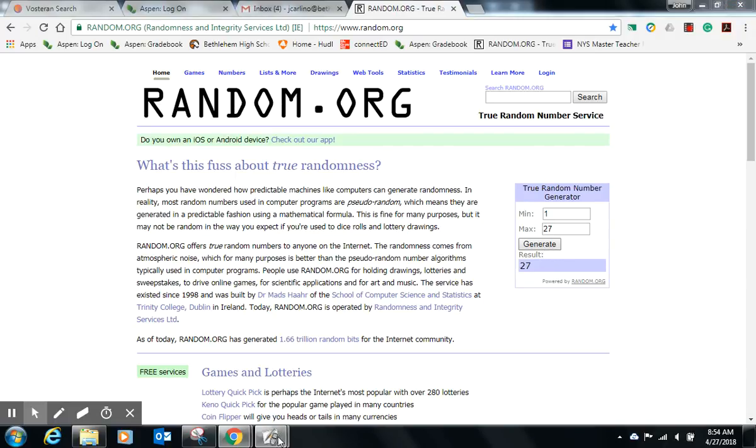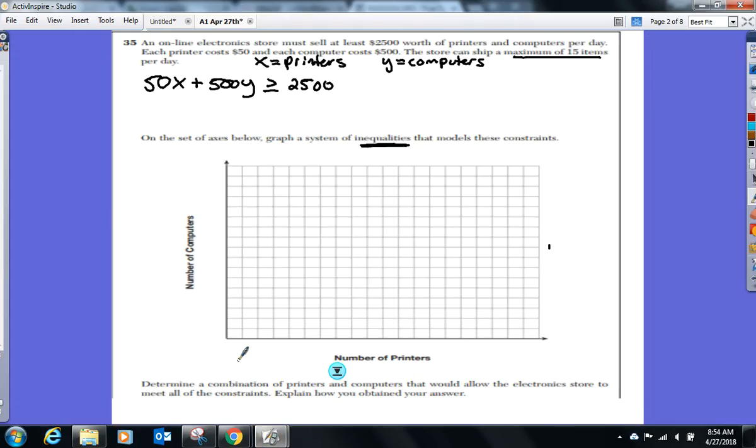27. Ready to go, Hunter? Okay, 27. Well, what are my items? What did I call printers? X. What did I call computers? I can only ship a maximum of 15, which means what? 15 or? So what symbol should I put up here? Can I sell 15? Or equal to. Good. Less than or equal to 15.